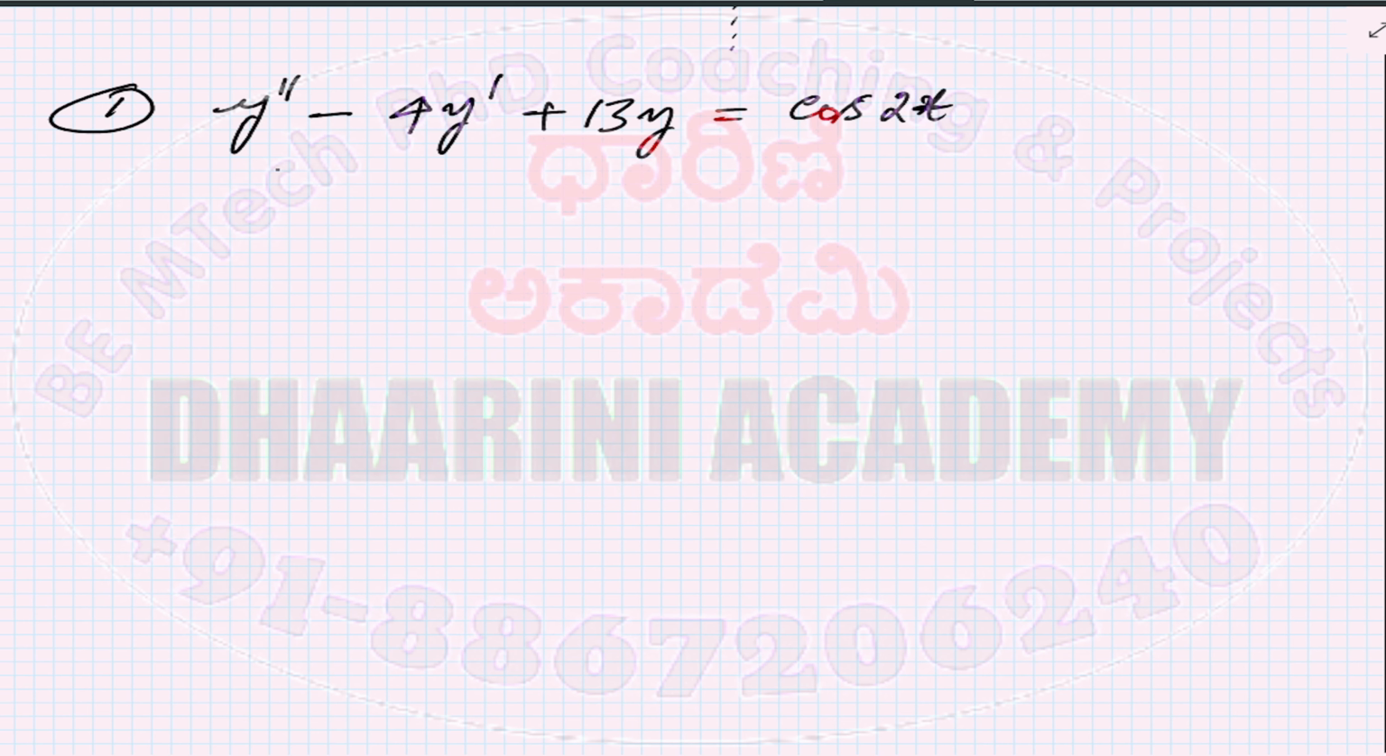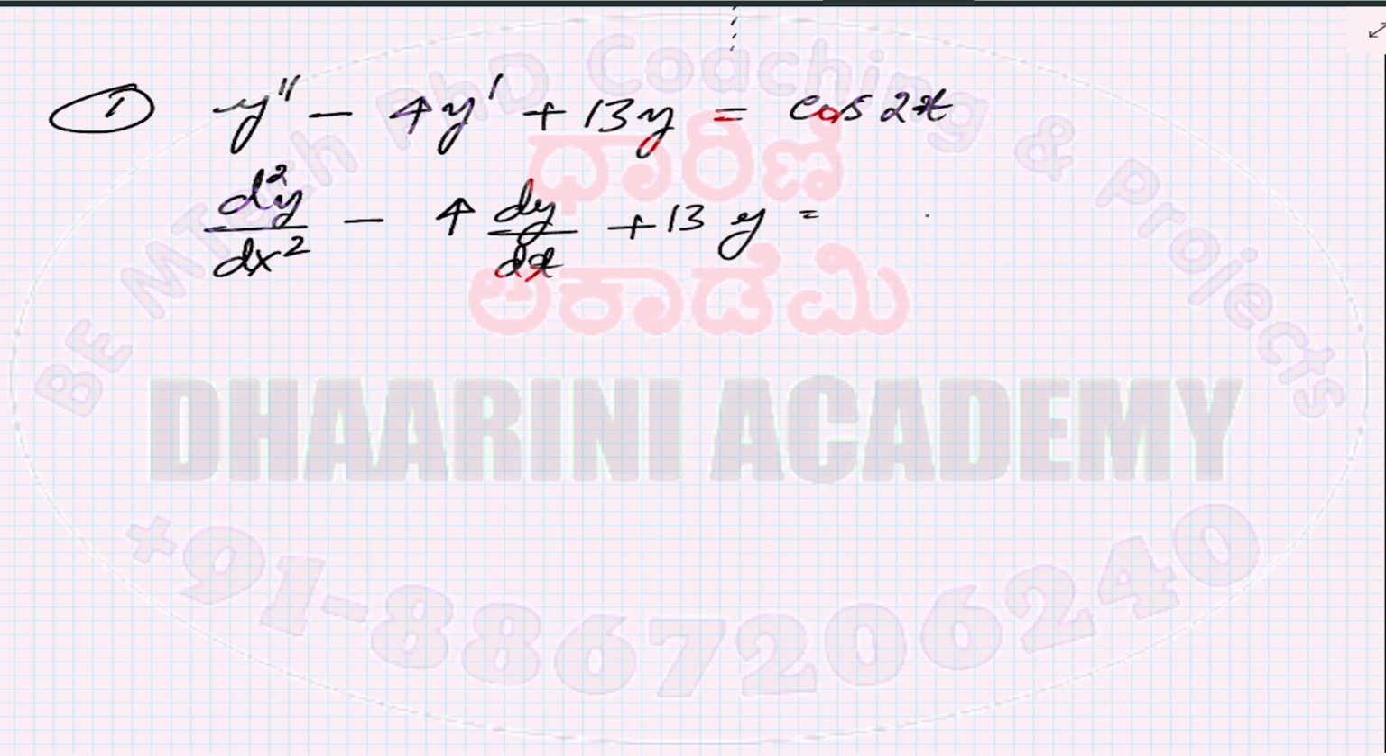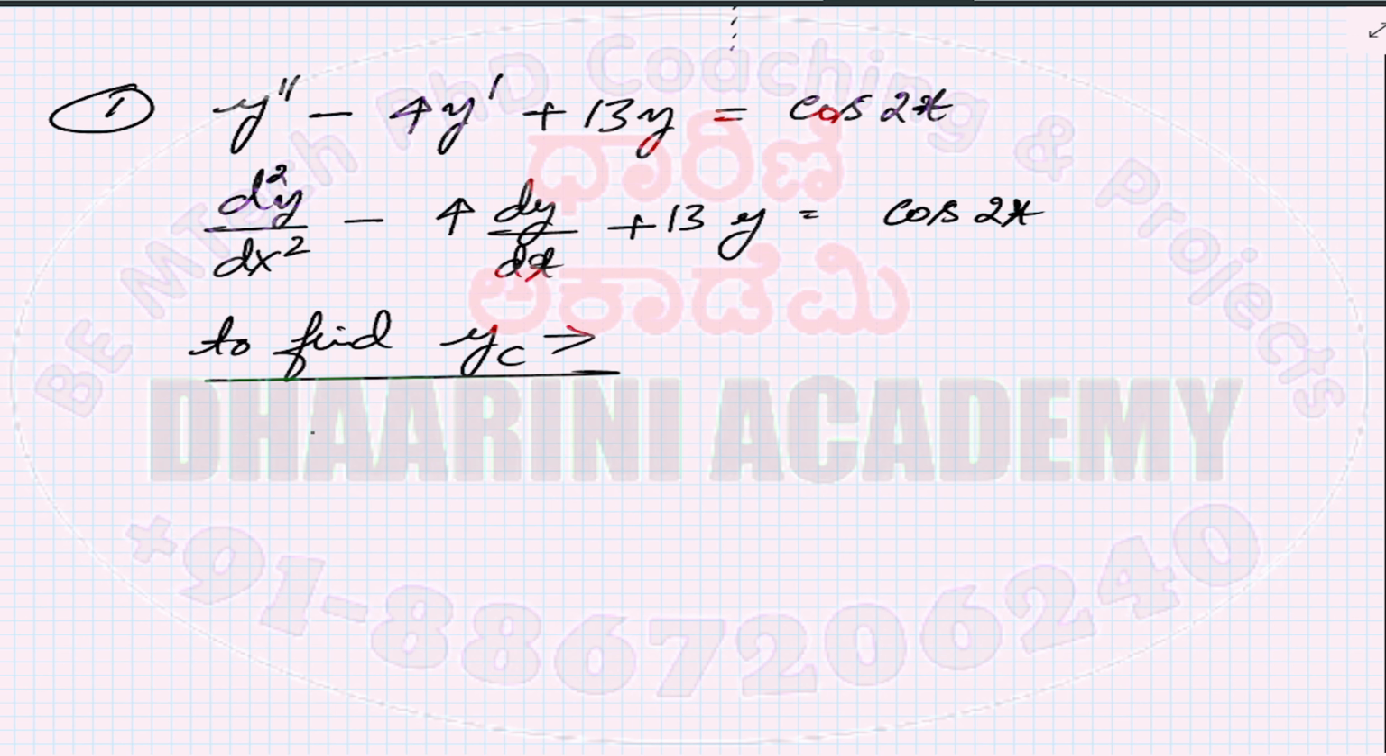So I know that y double dash stands for d square y by dx square, minus 4 times dy by dx, plus 13 times y is equal to cos 2x. Okay, once I have this, I know that I have two steps to follow. First step is common, that is to find the yc. That's my first step. So what I do, I replace d by dx in my equation by capital D, and I also make the phi of x, that is the RHS, equal to 0.